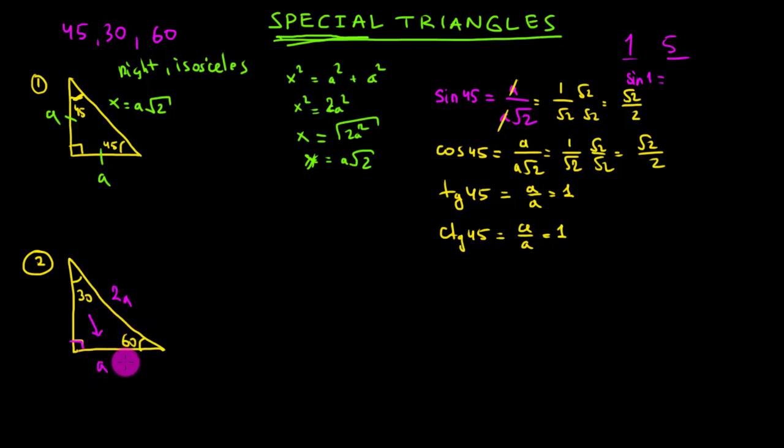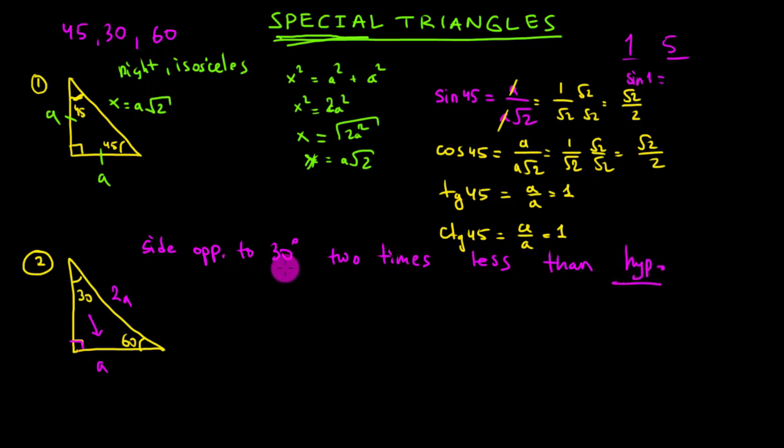You have to remember this one: the side opposite to 30 is 2 times less than the hypotenuse. Okay, please remember this one, this is very important.